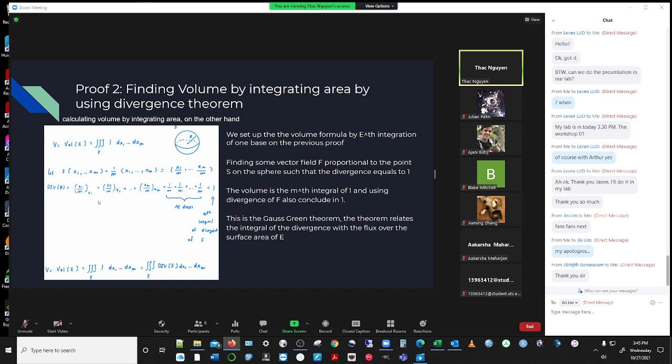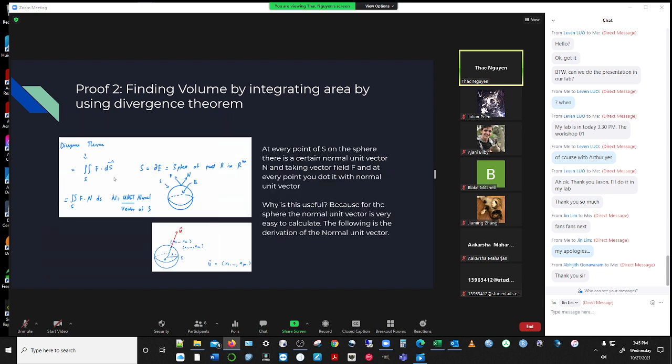Using the divergence of F, which is x1 over m times x1, etc., all the way to xm over m times xm, gives us 1 over m plus itself m times. So the volume, the integral of 1 using the divergence of F, also concludes in 1. This is the Gauss-Green theorem. The theorem relates the integral of the divergence to the flux over the surface area of E. So the volume formula then converts into the integral over E of the divergence of F, dx1 through dxm.